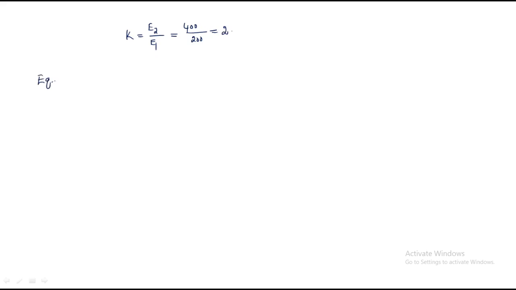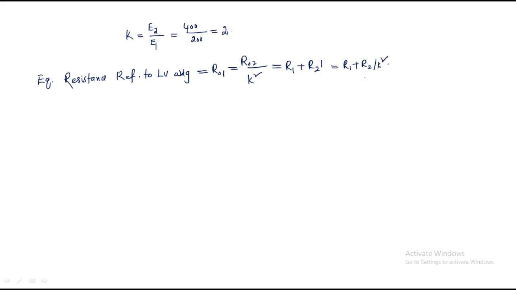Therefore, equivalent resistance referred to LV winding, which is equals to R01, which is equals to R02 by K square. You can calculate by calculating R02 by K square, or you can calculate R1 plus R2 dash, which is equals to R1 plus R2 by K square also, if you know the value of R2. Okay, but we have the value of R02. From this, R01 should be equals to what? 0.222 by K square, which is 2 square, which is equals to 0.0555 ohms.